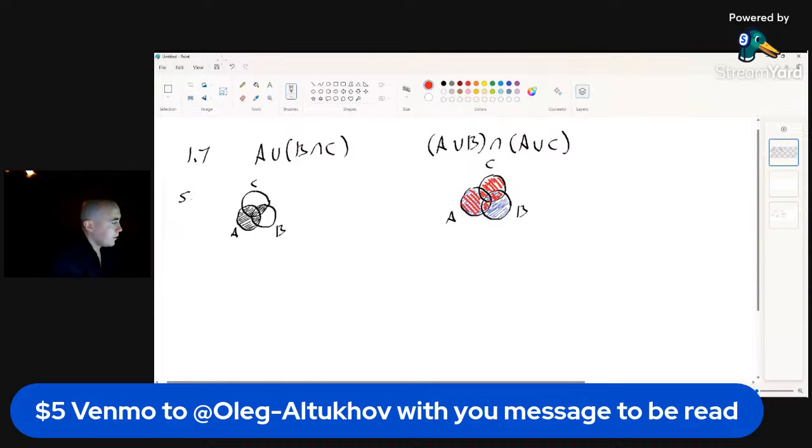Remember, union means the unification of both. And where do they intersect? Where A union B meets with A union C. So essentially, wherever we have red and wherever we have blue, wherever they intersect. So it's purple.